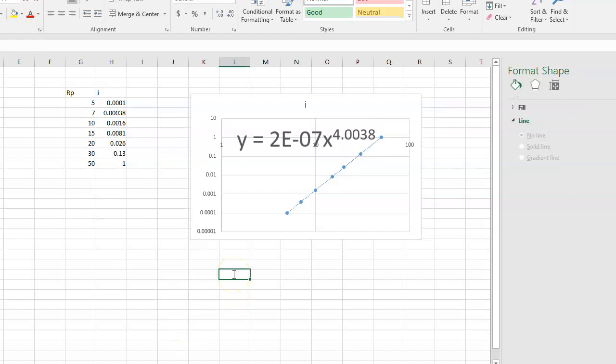Now from this equation, we know what C that we're after is this 2 times 10 to the minus 7th. And we know that N is essentially 4, right? N should be an integer. N is 4.